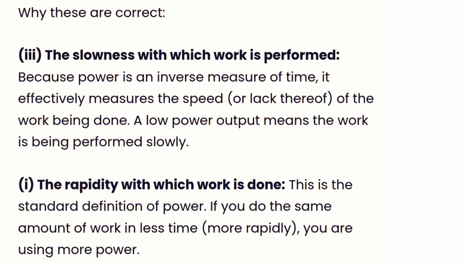Why these are correct? 3. The slowness with which work is performed. Because power is an inverse measure of time, it effectively measures the speed or lack thereof of the work being done. A low power output means the work is being performed slowly. 1. The rapidity with which work is done. This is the standard definition of power. If you do the same amount of work in less time, more rapidly, you are using more power.